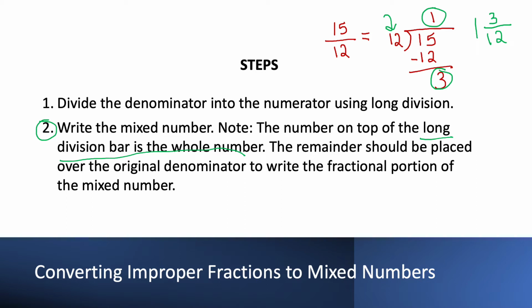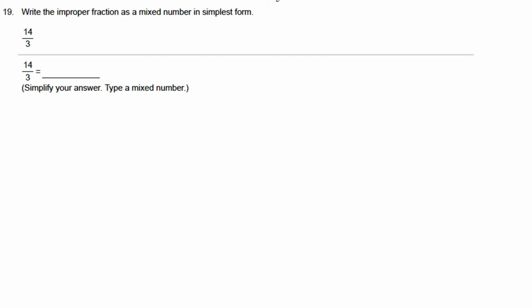Let's look at some more examples. Write the improper fraction as a mixed number in simplest form. Again, this is an improper fraction because the numerator is greater than the denominator. To write a mixed number, we're going to use long division. We'll take the denominator and place it on the outside of the division bar, and then the 14 will go inside. So we're dividing 14 by 3.